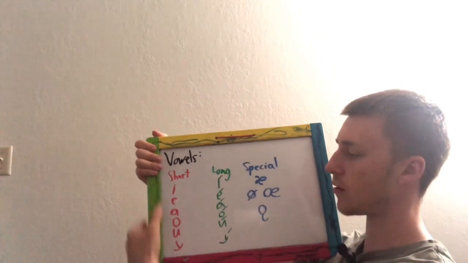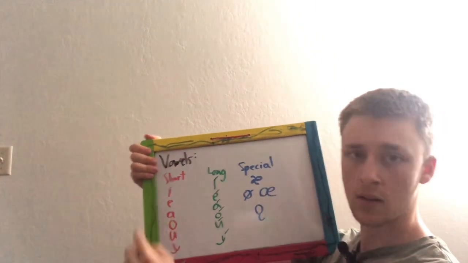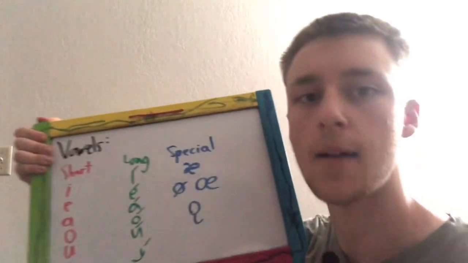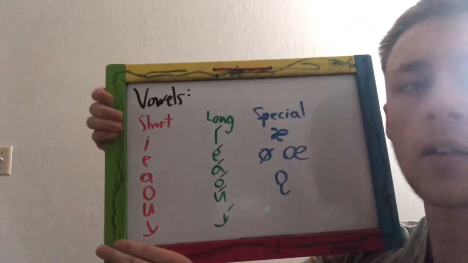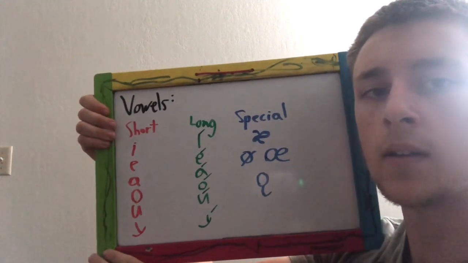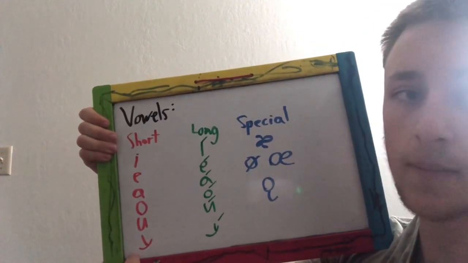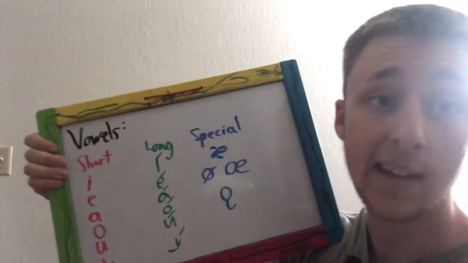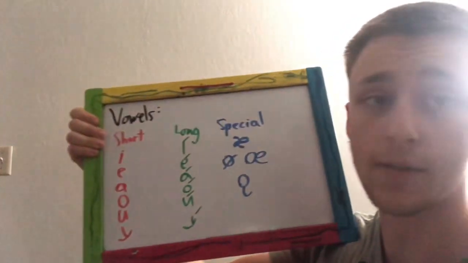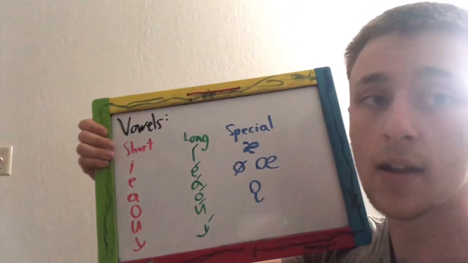So we have our short vowels. Actually, let me get this a little bit closer so you can see that. All right. Here we go. I, E, A, O, U, Y. That's a Y. Yep, that's not a very nice Y, but it's a Y.